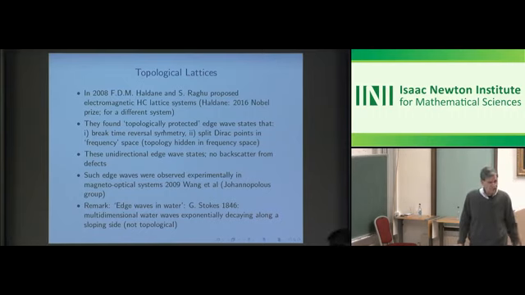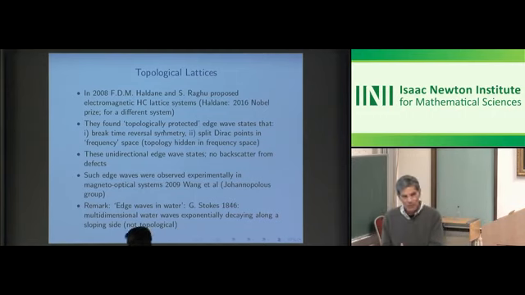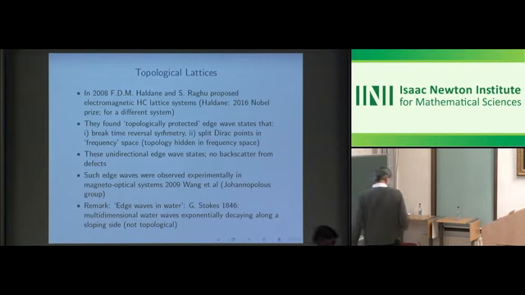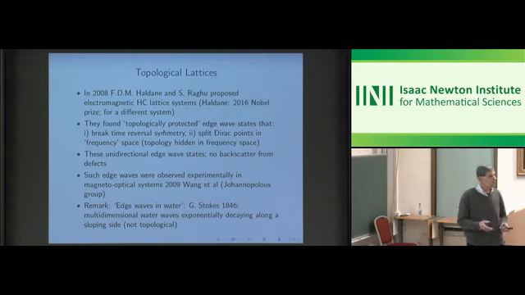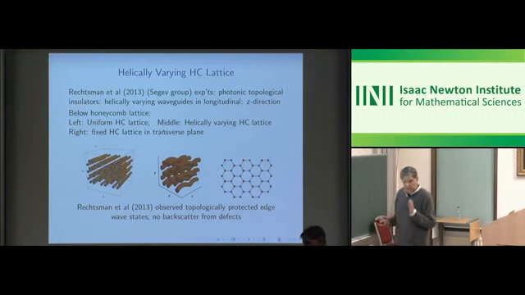And the importance of these edge waves is they move along only unidirectionally. They can't backscatter. So if you put in a defect, it just goes right through the defect. So needless to say, there's a lot of interest in this. I point out that George Stokes, our friend, found edge waves in water. Those edge waves are presumably not topological. These are topological. And a few years later, Rechtsman and Segev's group found photonic material that had this property.